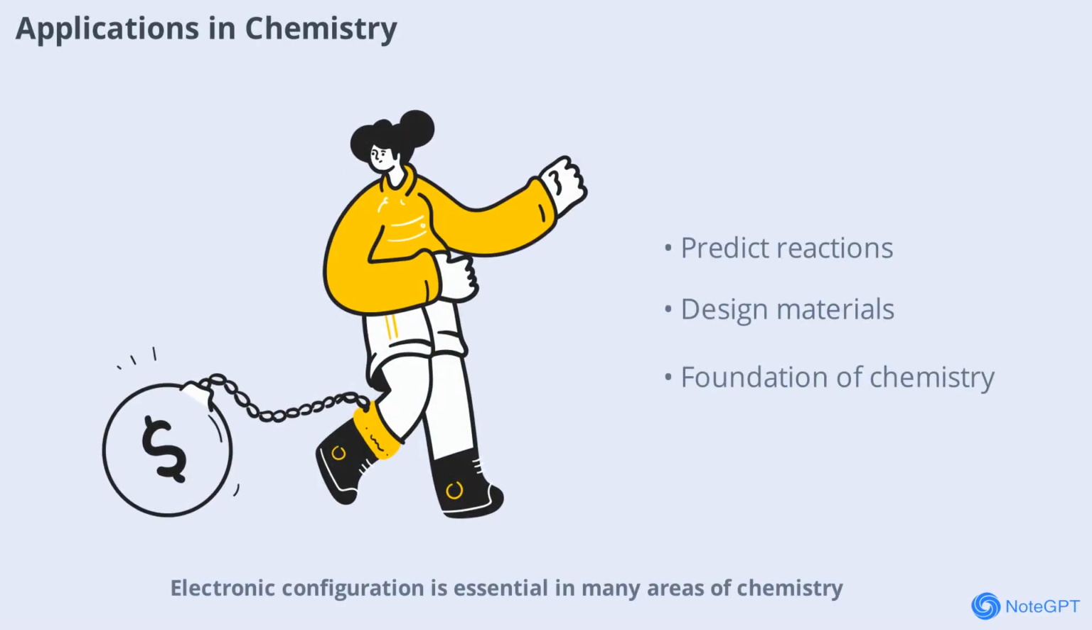Electronic configuration is essential in many areas of chemistry. It helps explain the periodic table, predict chemical reactions, and design new materials. Chemists use this knowledge to create everything from medicines to advanced electronics, making electronic configuration a cornerstone of modern science.